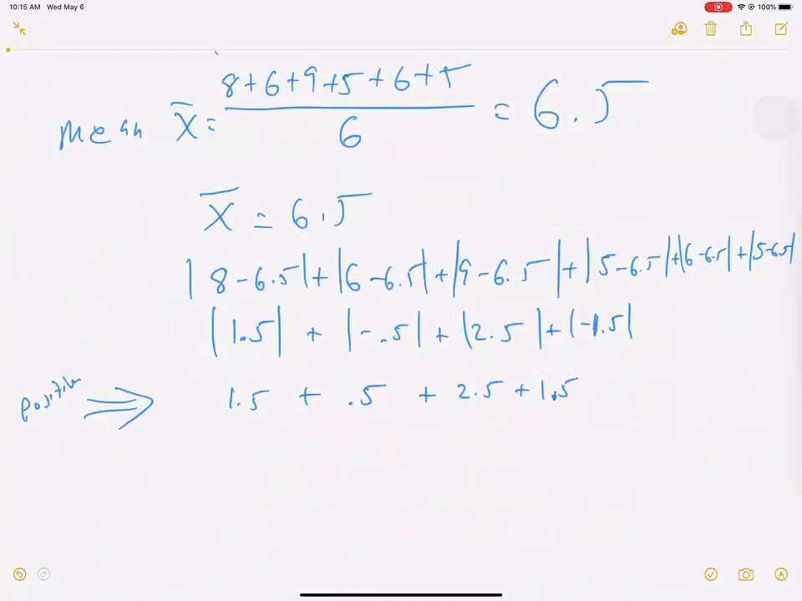And then plus, let's go into the next value. That's going to be 6 minus 6.5. It's going to be a negative 0.5. And absolute value makes that a positive 0.5. And then plus one more number, absolute value of negative 1.5, because 5 minus 6.5 is negative 1.5. And that becomes a positive 1.5.